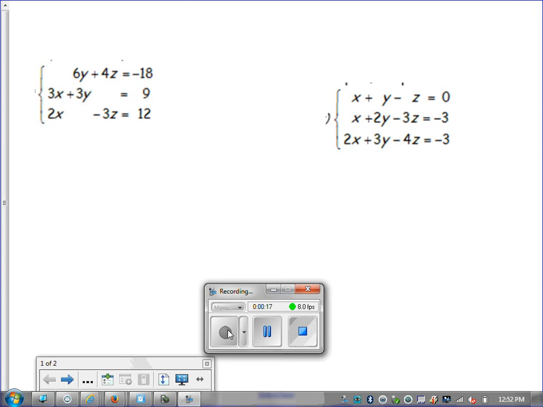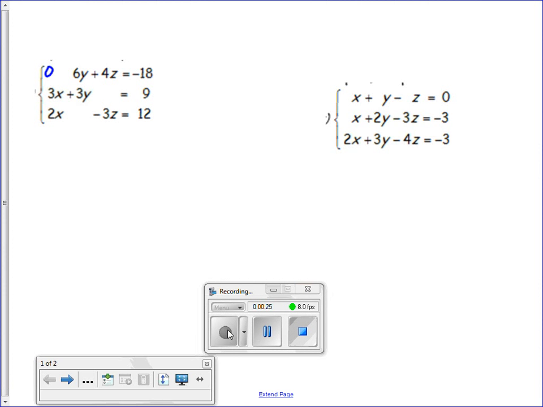The first thing we're going to do is make what's called an augmented matrix, which tells me what I'm inputting. And I'm inputting the coefficients of everything. So this has no x's. So I'm going to list my x's, my y's, my z's, and my numbers. So 0x for the first row, 6y, 4z, negative 18.